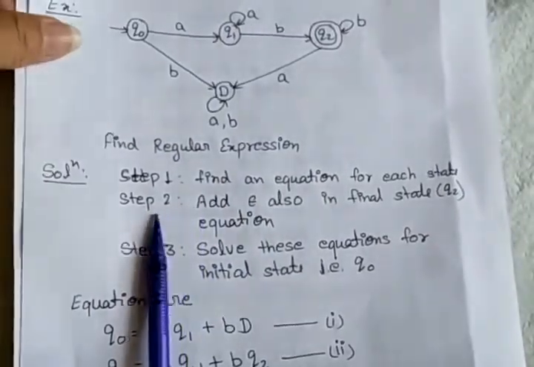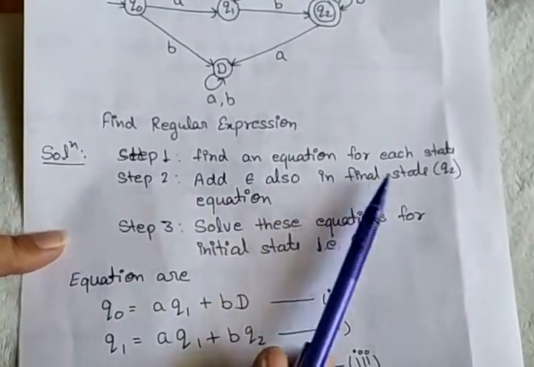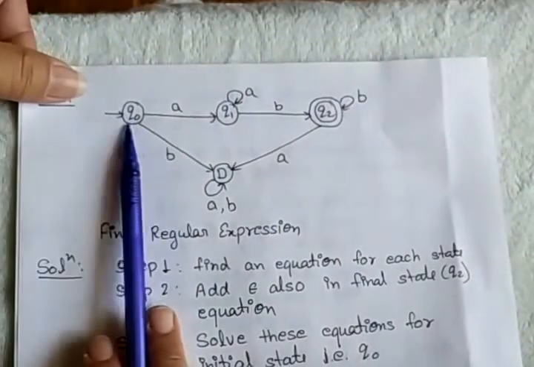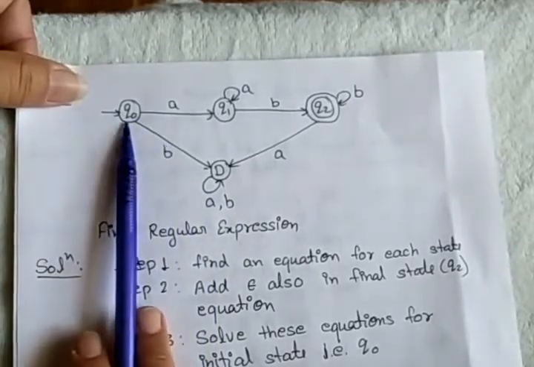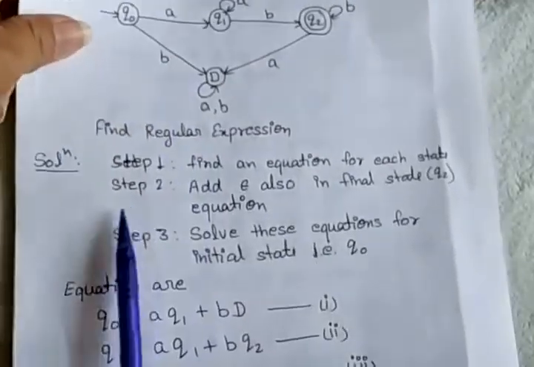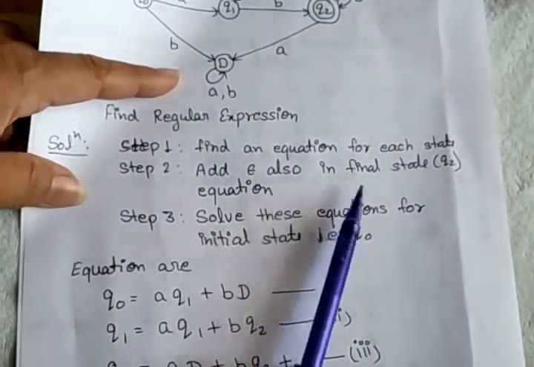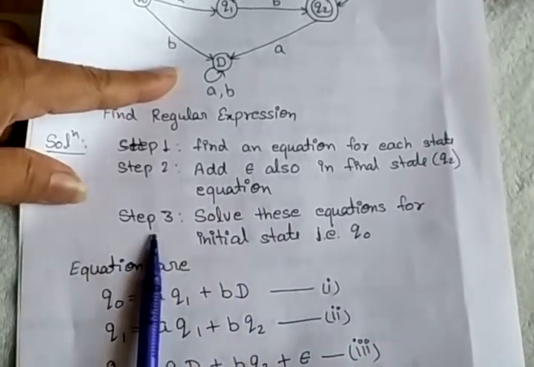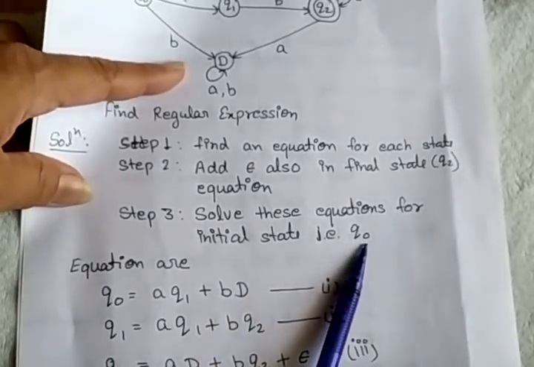Now there are 3 steps for this. Step number 1 is to find an equation for each state. Here we have 4 states: Q0, Q1, Q2 and D. So we need to find one equation for each state, so 4 equations will be there. Second step is, if we are finding the equation for a final state, then add epsilon. Third step is to solve all these equations for Q0.